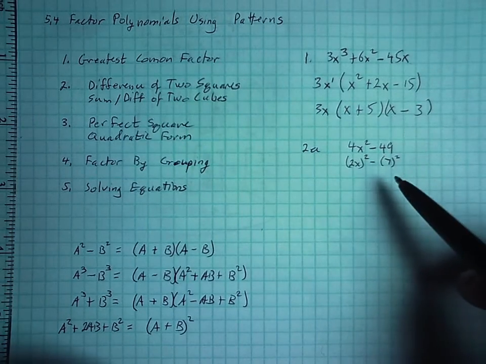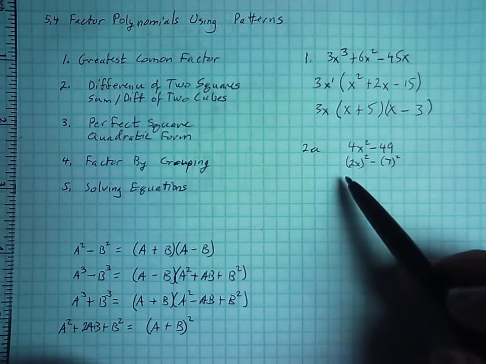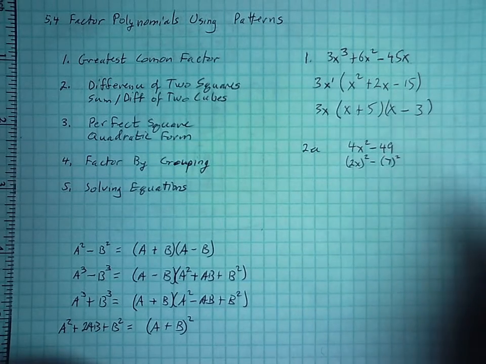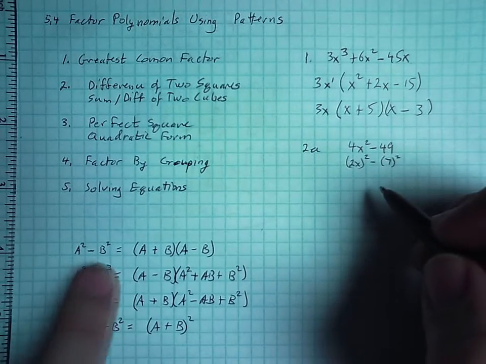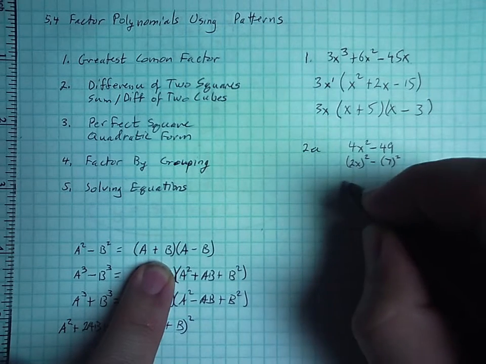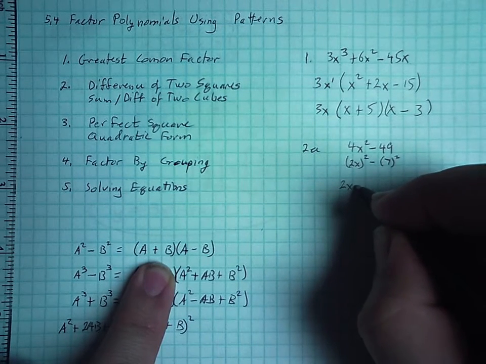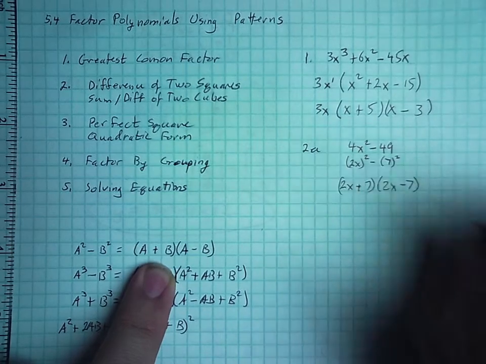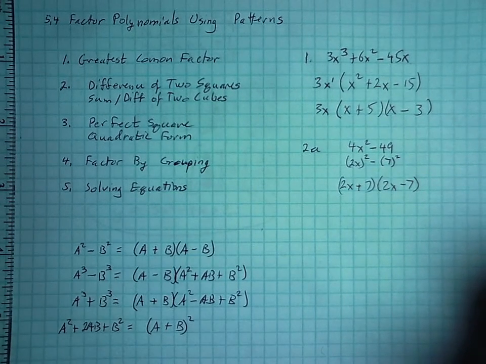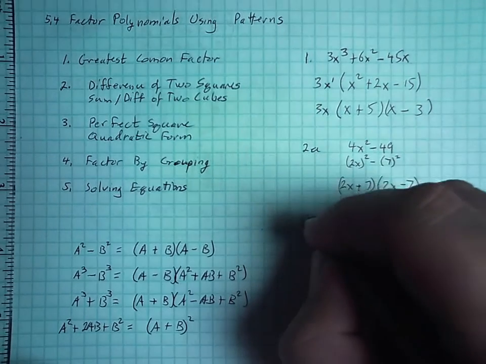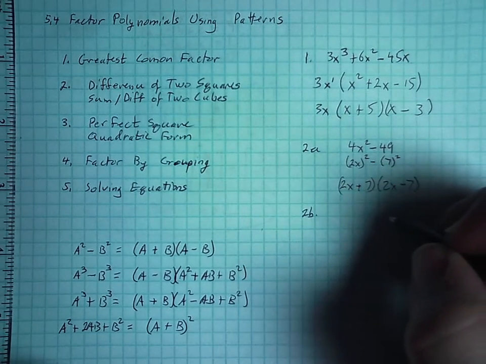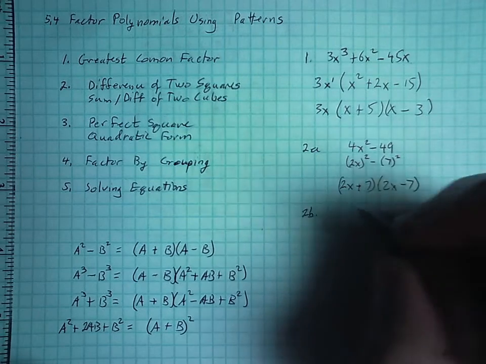So take a minute and think about what they were before they got squared. That's a step I usually do in my head, but 4x squared you get from squaring 2x, and 49 you get from squaring 7. So the pattern is you use the square roots here. You do one with plus and one with minus, and then you call yourself done. So there it is.